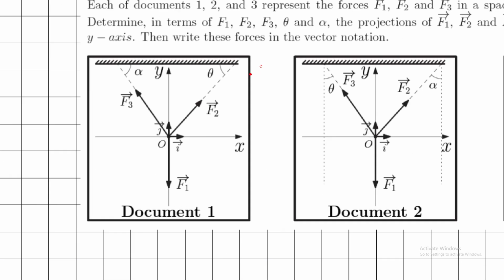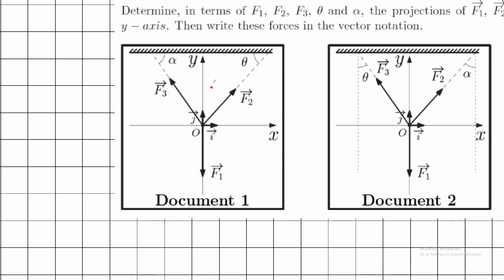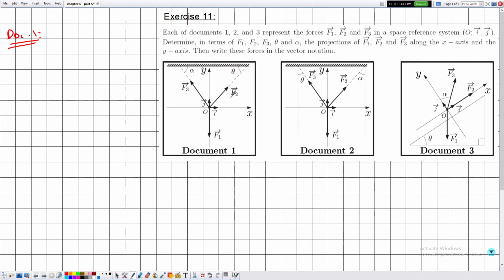So in this document we have 3 forces given by F1, F2 and F3. Before we start projecting and determining the vector notation of each force, let's determine the angles, the angles that the forces make with the axes. Notice that first of all this line is parallel to this line, so if this is the angle theta, then this is also theta, and the reason is given by alternate interior angles.